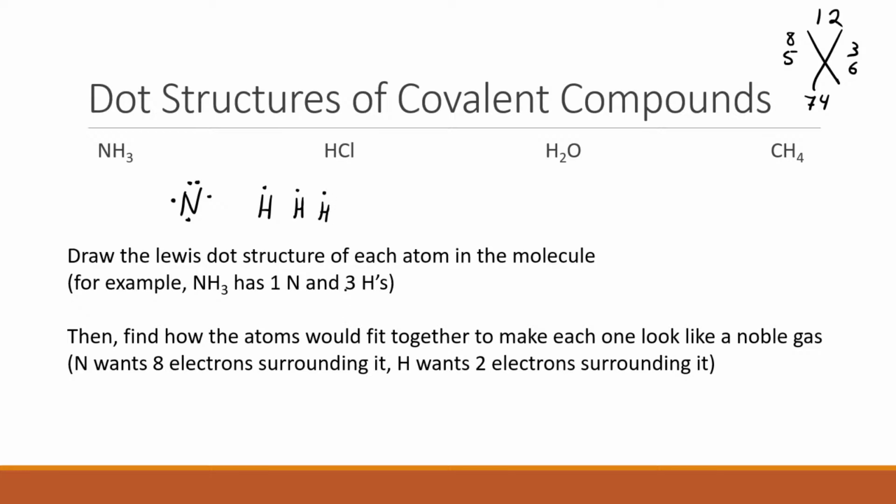And then you're going to find how these elements click together. How do they fit together like a puzzle to make each one look like a noble gas, to fill the valence shell? Which means almost everything gets 8. Hydrogen is the only exception. Hydrogen wants 2.